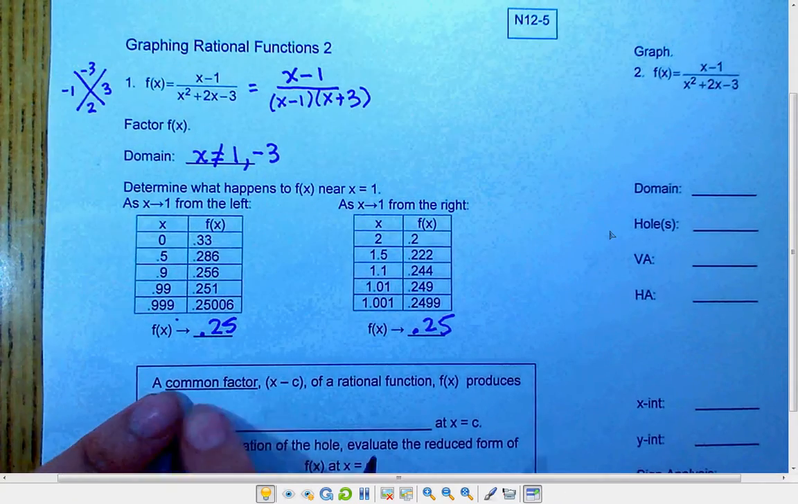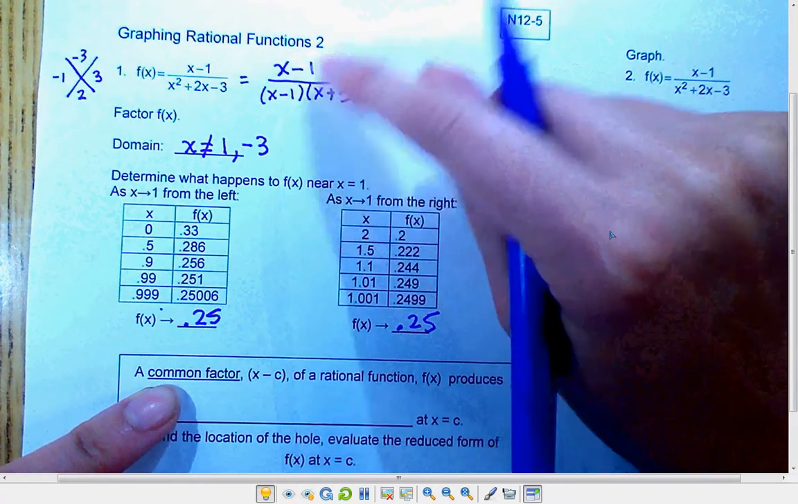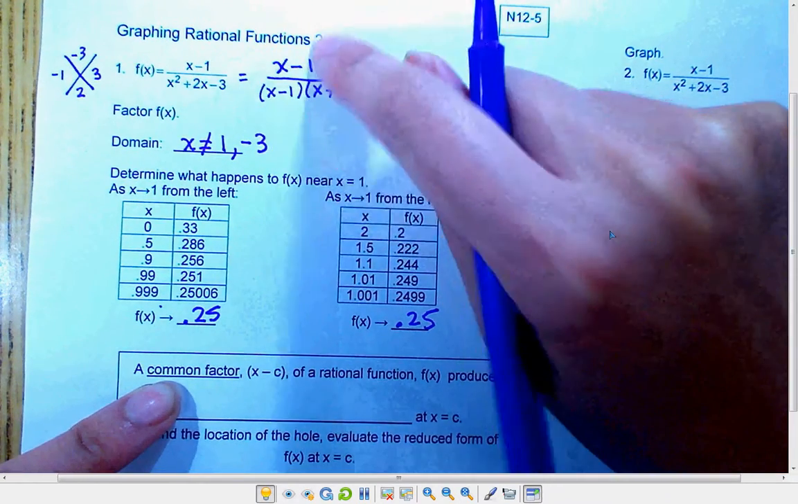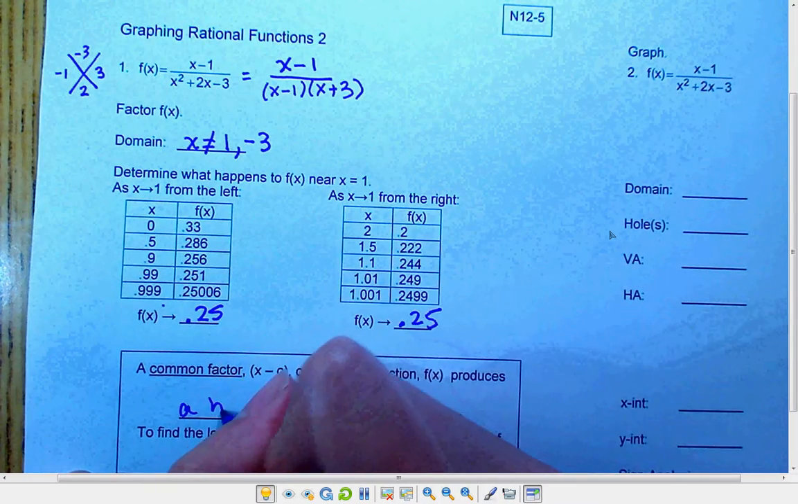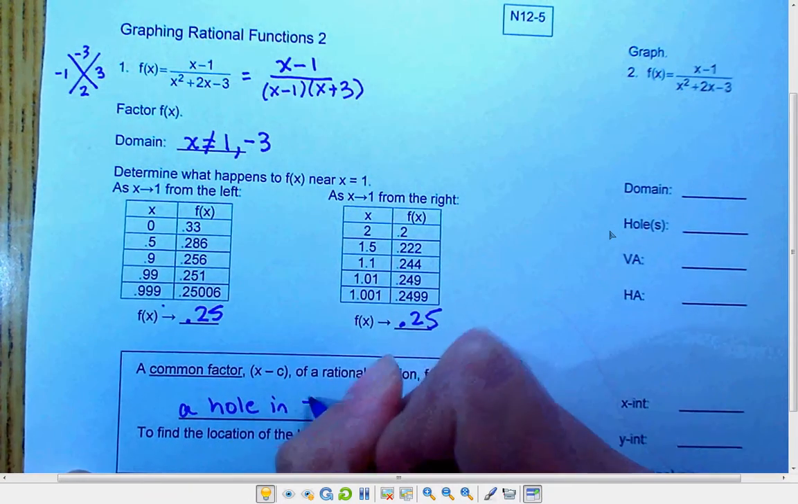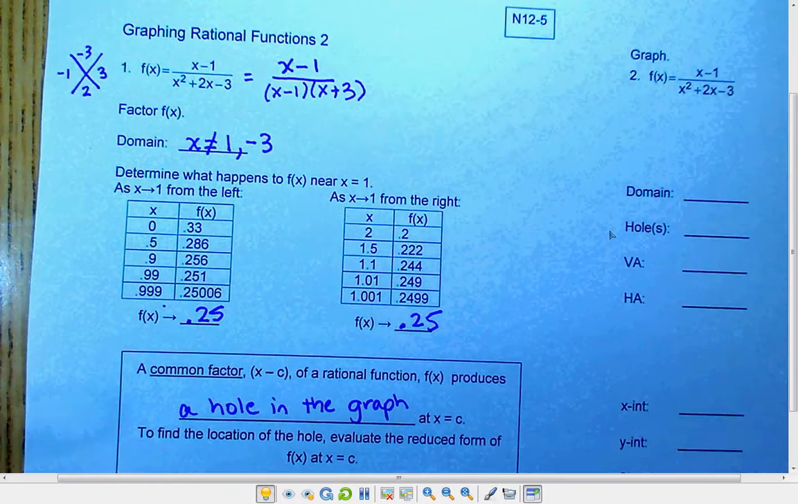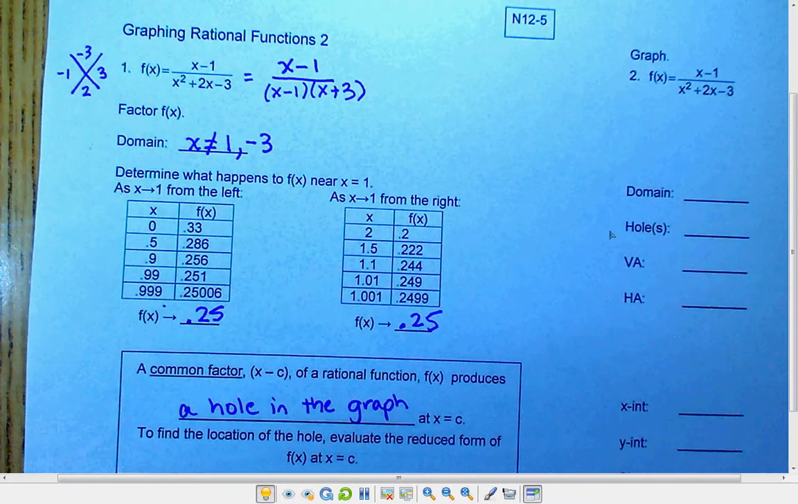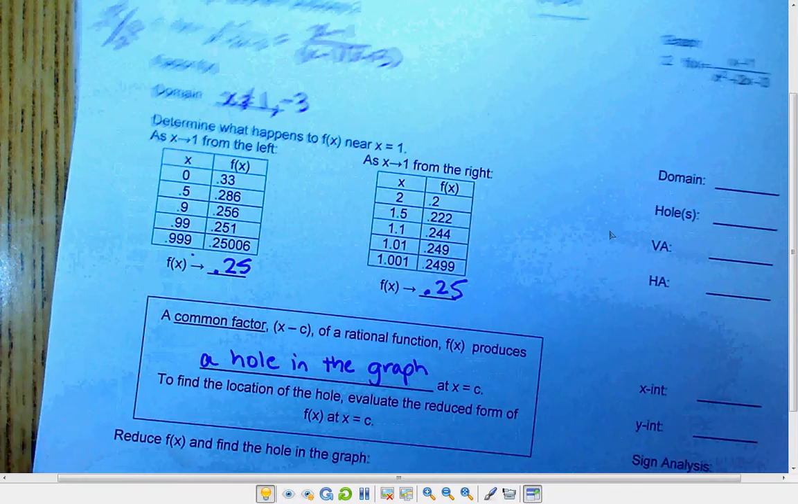Whenever we have a common factor, so this means that we have it both in the numerator and the denominator, so we have x minus 1 in the numerator and the denominator, this produces a hole in the graph. So it's not going to be a vertical asymptote anymore. Now it's a hole. And so in this case, our hole is at x equals 1.